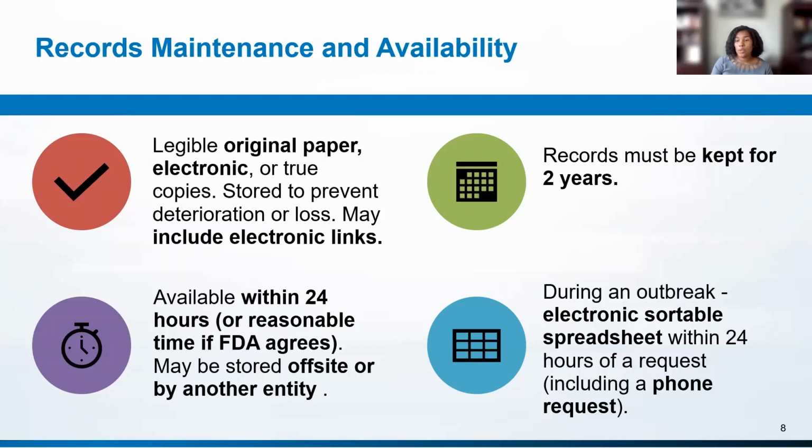And these situations would include when it's necessary to help prevent or mitigate a foodborne illness outbreak, to assist in the implementation of a recall, or to otherwise address a threat to public health. And the electronic sortable spreadsheet would not be requested during something like a routine inspection. So we do want to make sure that that's very clear, because we do get a lot of questions about that, and that this electronic sortable spreadsheet is really only for these specific situations that I mentioned, and will not be required to be maintained outside of that unless a firm chooses to do so.